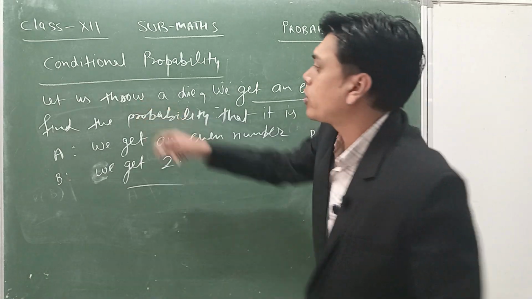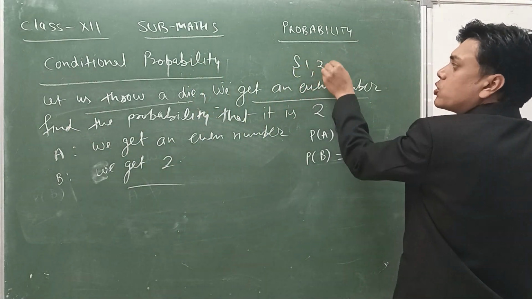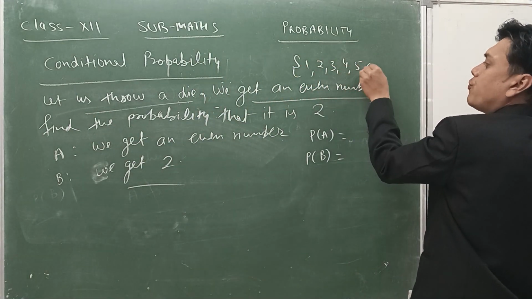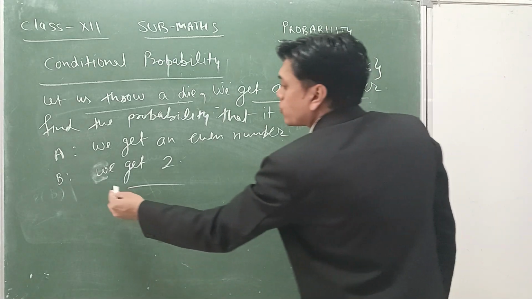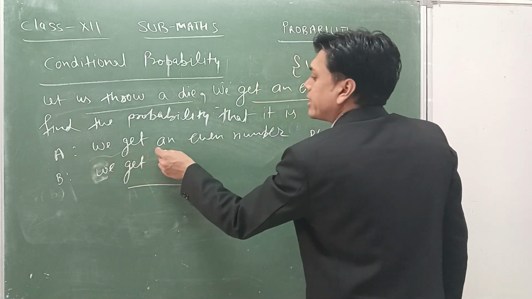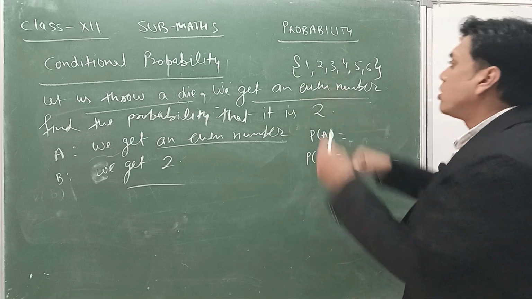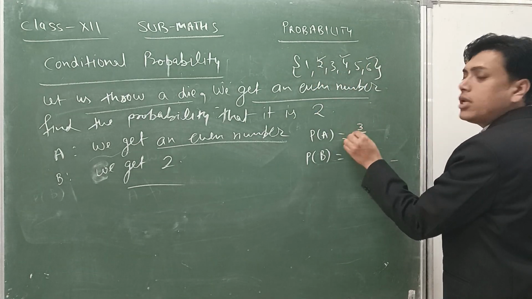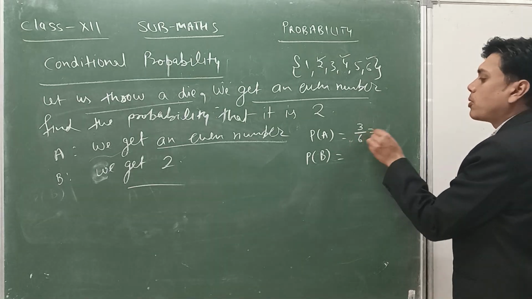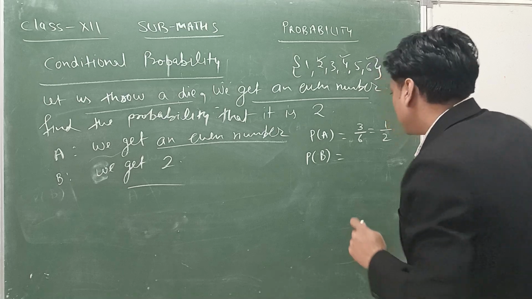When we are throwing a die, what will be the sample space? 1, 2, 3, 4, 5 and 6. What is the event? We get an even number. How many of these are even numbers? 1, 2, 3. So favorable cases are 3, total possible outcomes 6. So the probability of A is 1 by 2.